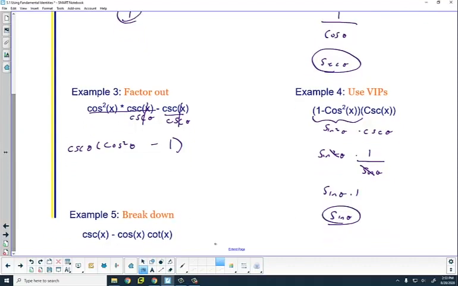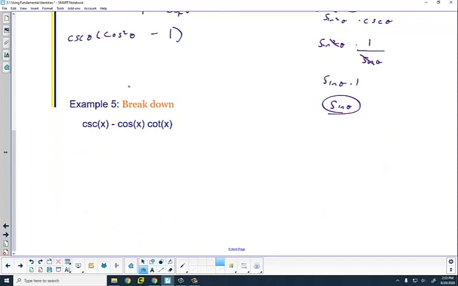And let's take a look at this one. All right. This is another one that we need to break down into sines and cosines. There's nothing for me to factor out. Cosecant, cosine, and cotangent are all different trig functions, so there's no factoring anything out. I can't use a VIP because I don't have anything squared or a 1, so I'm going to break things down into sines and cosines.